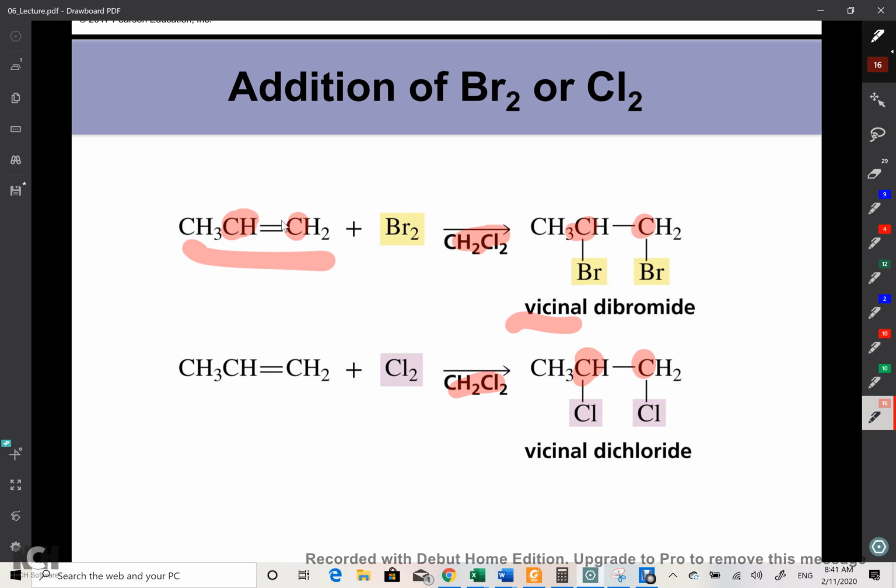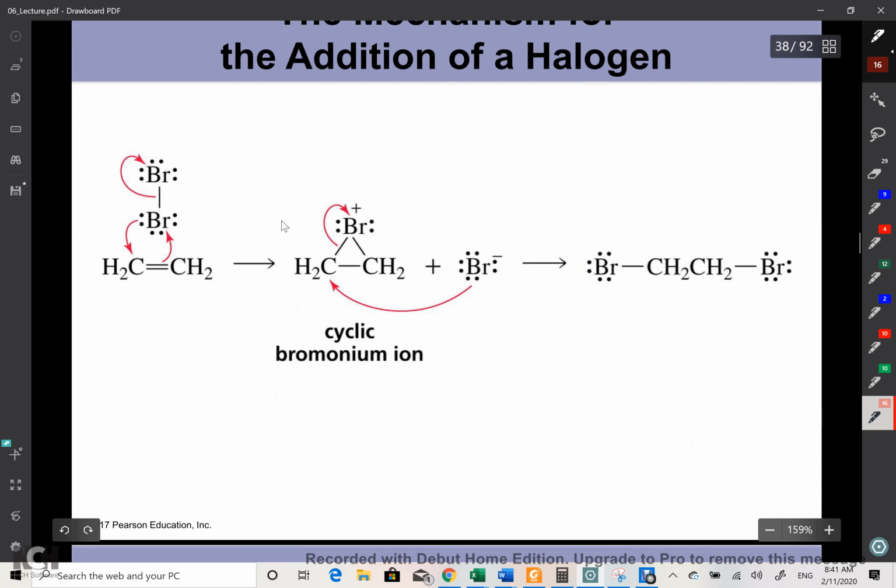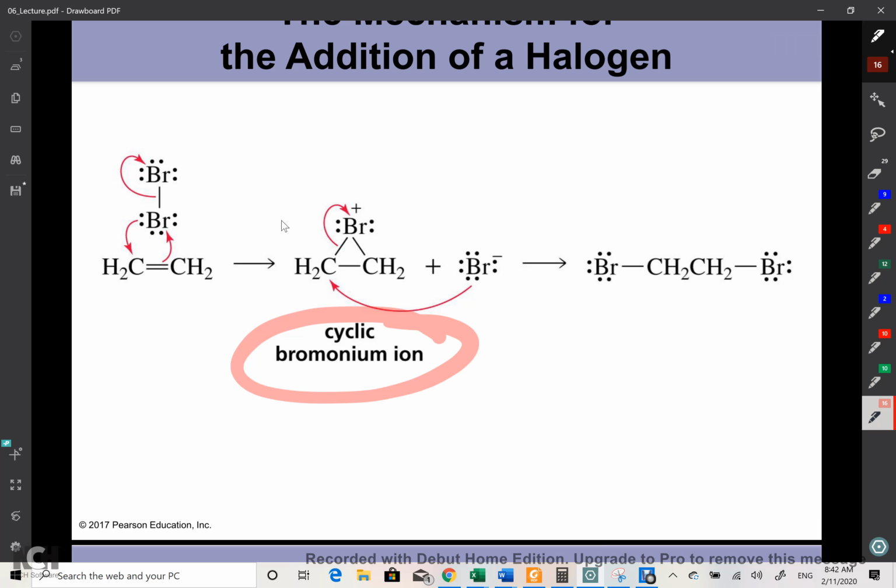Does that make sense? With this one, I want you guys to learn the mechanism, which is a little bit different from what we've done. In this bromination reaction, you form an intermediate, which is very interesting. That intermediate is a 3-member ring. The intermediate is called a bromonium ion if you're using bromine, or a chloronium ion if you are using chlorine.